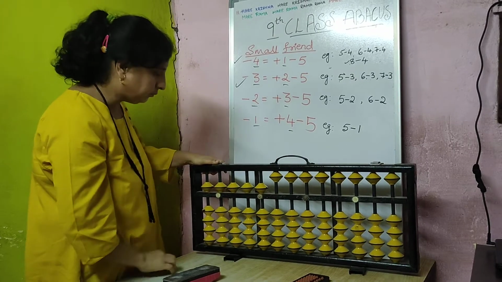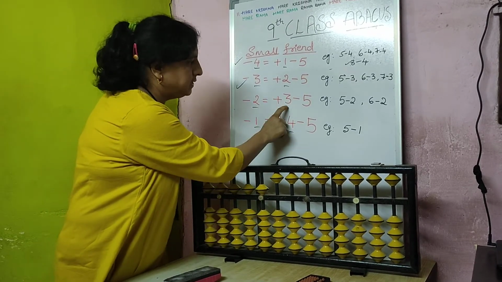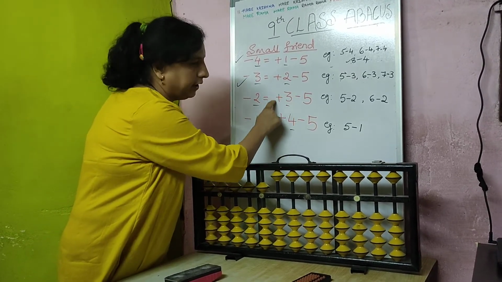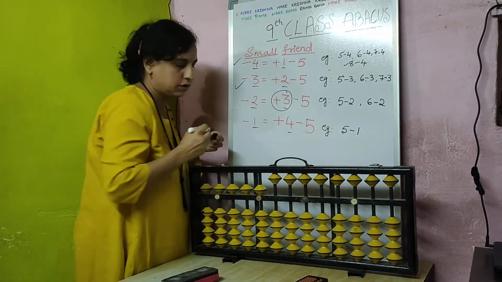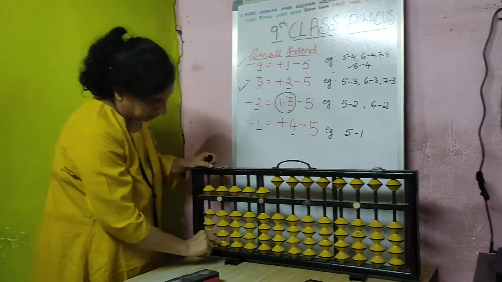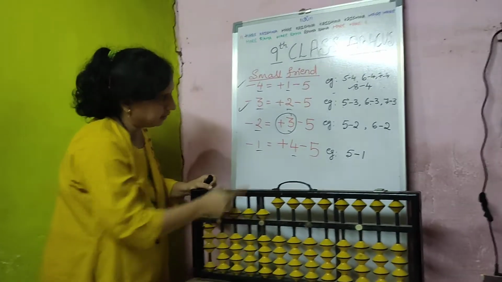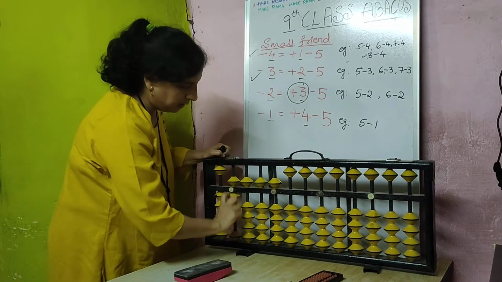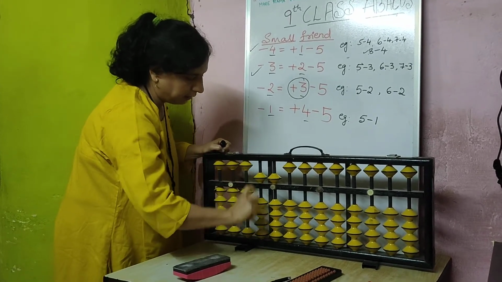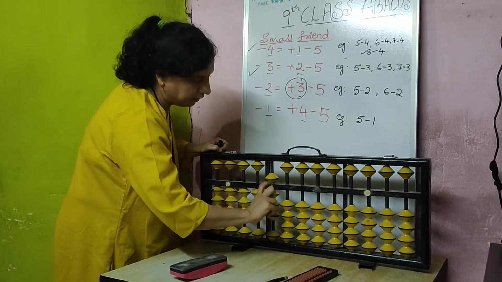So here, 2's friend is 3. We have to use this friend here. How will we use this friend? We will see. Plus 3, minus 5. This is plus 3, the friend I have used here. This is minus 5 I have done here. Plus 3 minus 5, plus 3 minus 5.